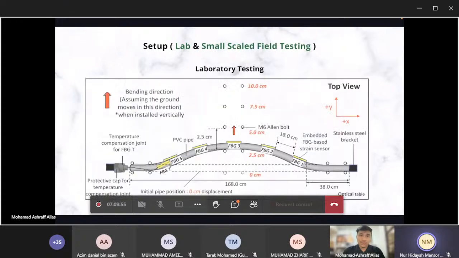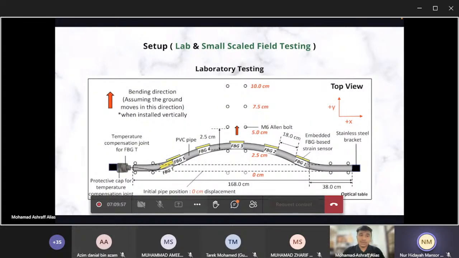Okay, moving on. This is the setup for my test, in which I tested in two environments. The first one is laboratory testing, and the second one is small-scale field testing. This is the setup for laboratory testing.